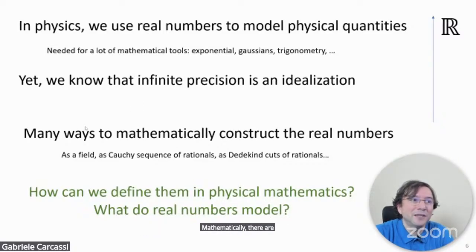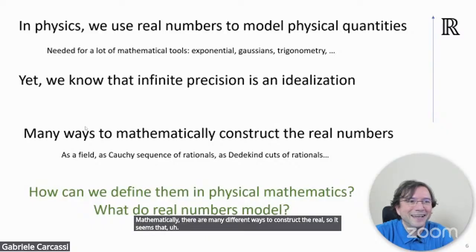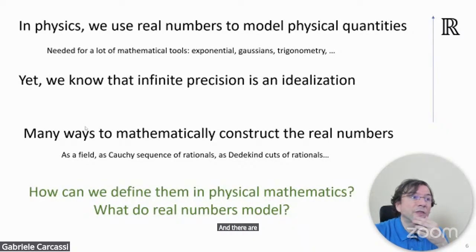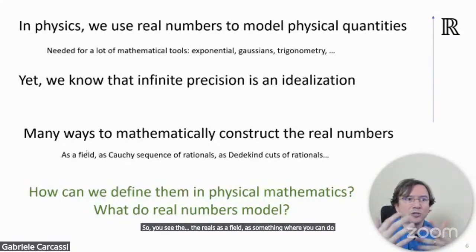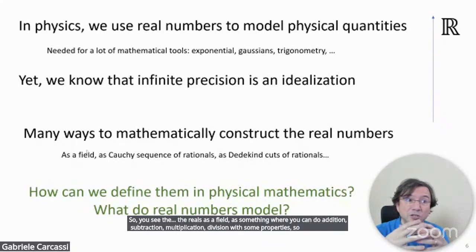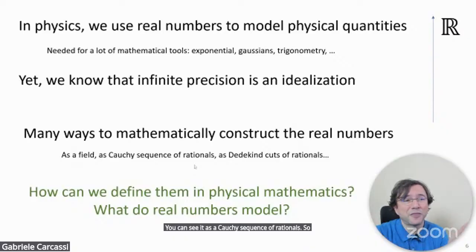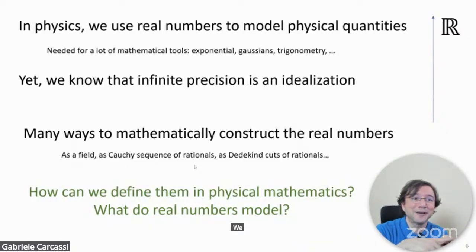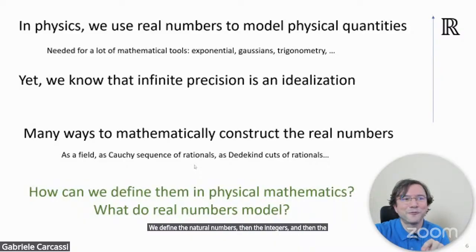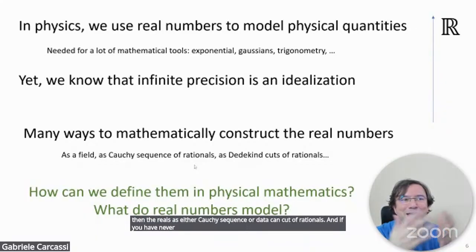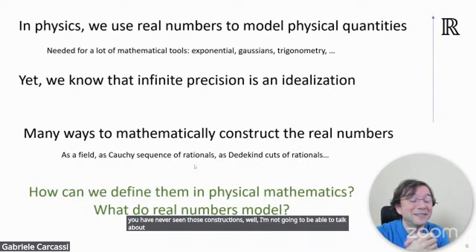Mathematically, there are many different ways to construct the reals. It seems that it's like a mathematical sport to create your own ways to recover the reals. A lot of them are based on algebraic properties. So you see the reals as a field, as something where you can do addition, subtraction, multiplication, division with some properties. Those are the axioms, and then you recover the reals. You can also see it as a Cauchy sequence of rationals. In set theory, for example, that's how you define the reals: you define the natural numbers, then the integers, then the rationals, and then the reals as either Cauchy sequences or Dedekind cuts of rationals. If you have never seen those constructions, I'm not going to be able to talk about them in detail right now, but that's sort of how you do it.